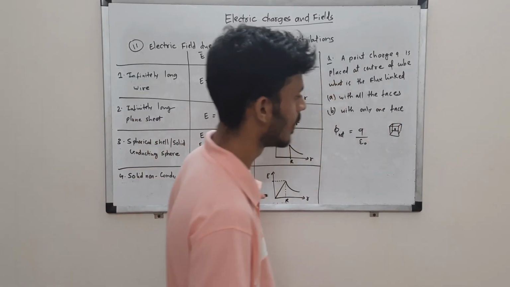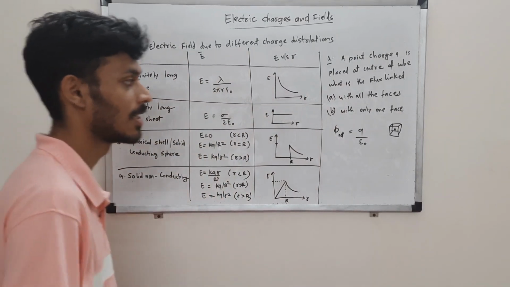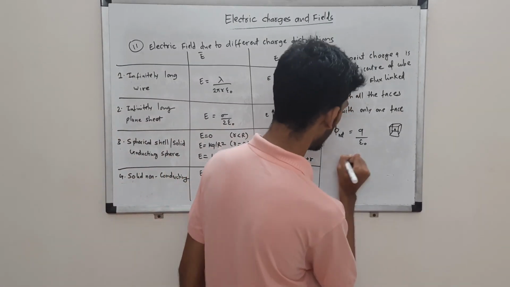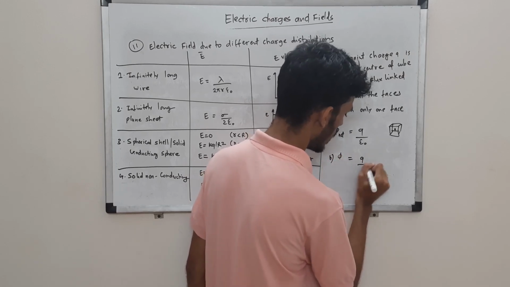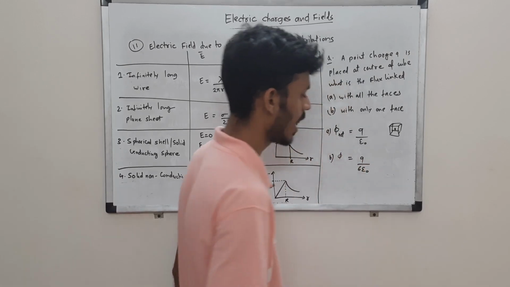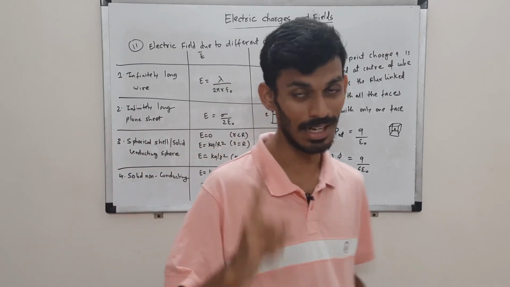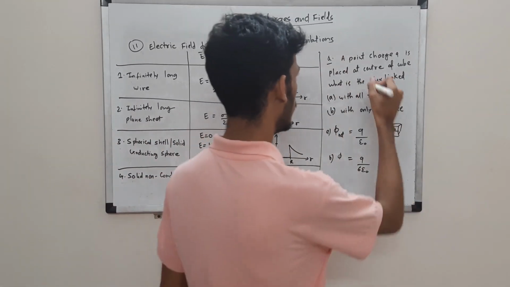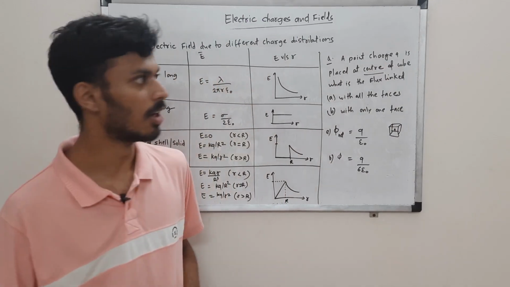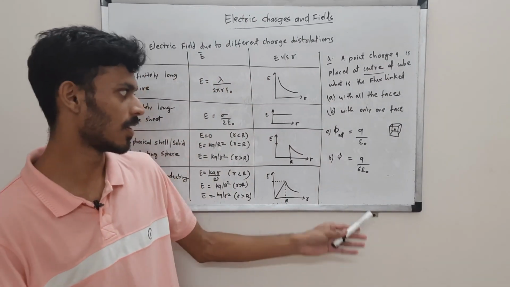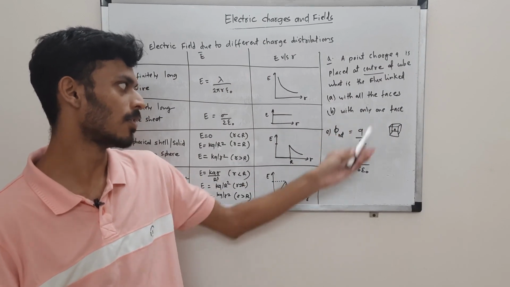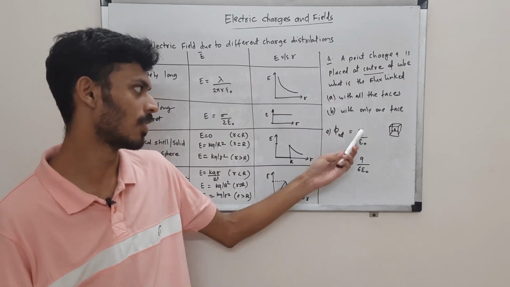What about only one face? Now this is a very symmetric condition, and since it is symmetric, we can say that in case B, the flux will be q by 6 epsilon naught. There are 6 faces, and the charge is at the center, which is the major point over here, so the flux linked with every face will be divided equally. So 6 faces, so flux linked with one face will be 1/6 of the total flux.